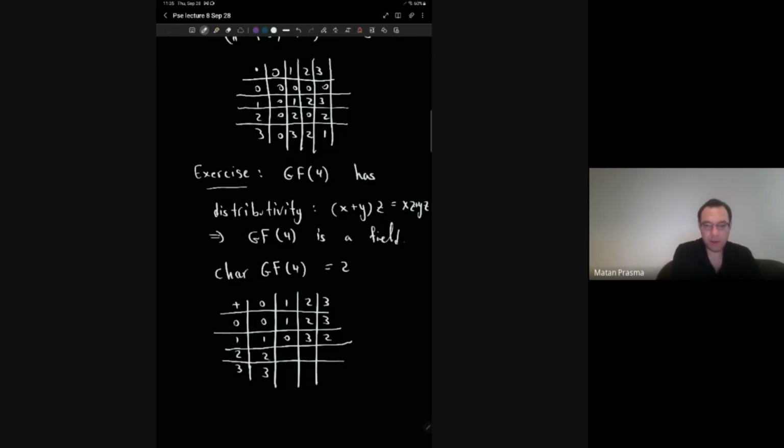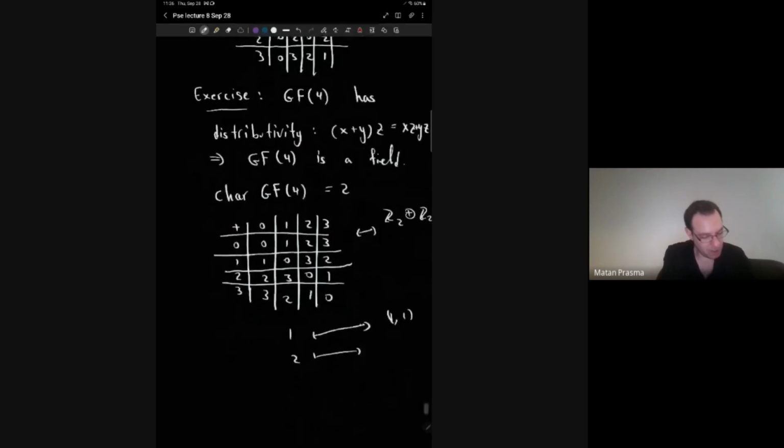And then here I have 2, 3, 0, 1 and 3, 2, 1, 0. Okay, so if you wish, this addition table would correspond to the addition in Z mod 2 direct sum Z mod 2, where one would correspond to 1, 1, 2, well, either to 0, 1, or to 1, 0, I need to check.